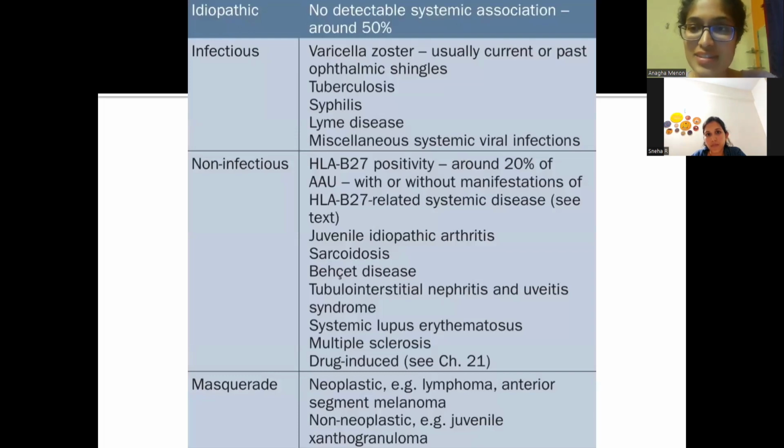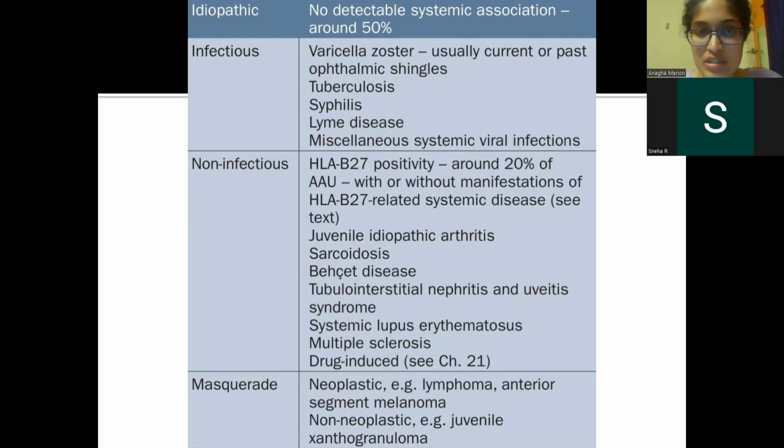This is just a table that I have taken from the clinical ophthalmology book Kanski. This is just the uveitis. We have classified it into infectious and non-infectious. It's a differential diagnosis table that we should keep in mind. It's important. So, this uveitis can be tuberculosis, syphilis, Lyme disease, varicella zoster.